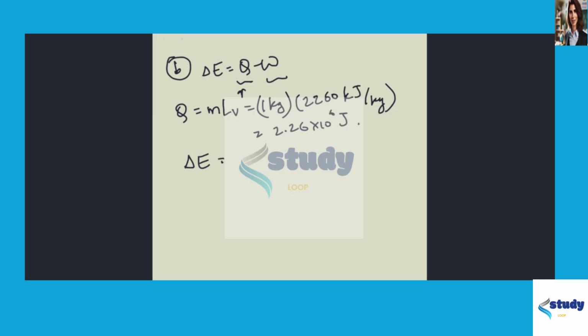Therefore, the change in internal energy is Q minus W, which is 2.26 into 10 power 6 minus 1.72 into 10 power 5, which turns out to be 2.09 into 10 power 6 joules. This is the change in internal energy of water. It's 2.09. That's it.